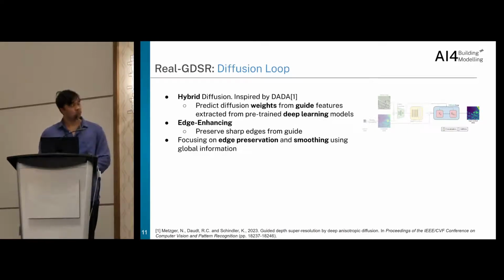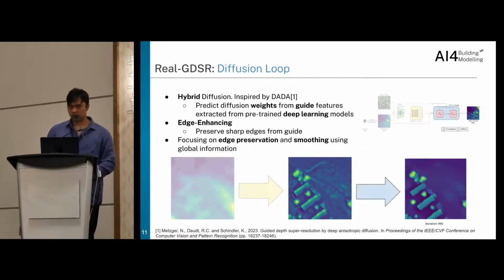And it has edge enhancing characteristics, which means that it preserves sharp edges from the guide. As we can see in this example, with interval 0, it's actually okay. Now it's doing multiple iterations and trying to diffuse the pixel values to make it smooth, but still preserving the edges.